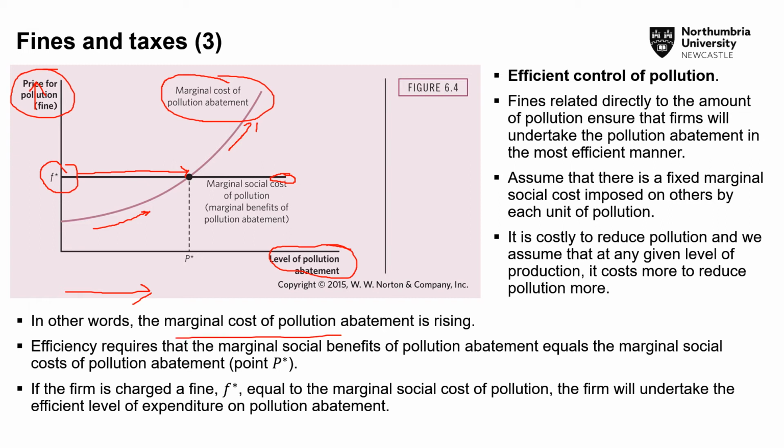So the marginal cost of pollution abatement is rising, and efficiency requires that the marginal social benefits of pollution abatement equal the marginal social costs of pollution abatement. So if the firm is charged a fine, F asterisk, equal to the marginal social cost of pollution, the firm will undertake the level of expenditure on pollution abatement. Right up until this point, the producer of pollution will spend money to deal with this level of pollution. Otherwise, they may just as well pay the fine.